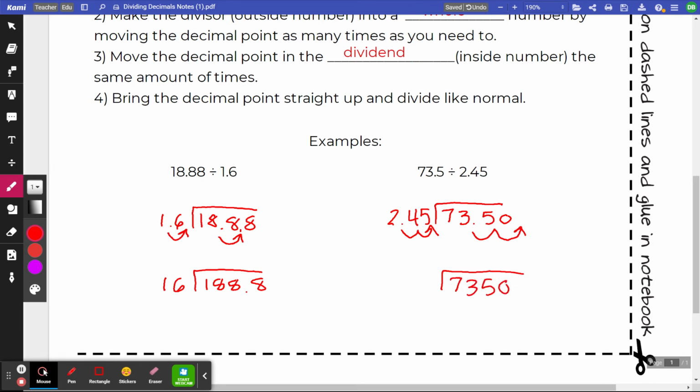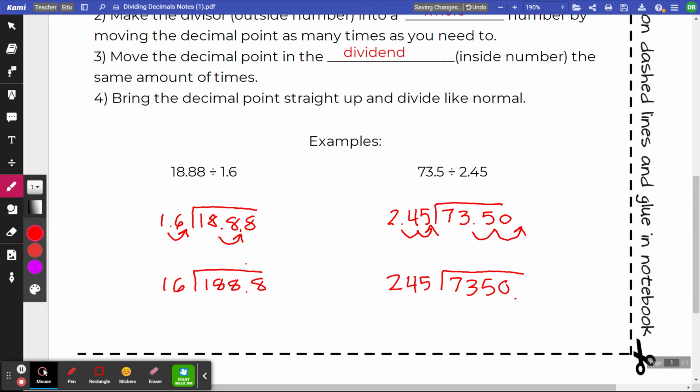Now I've got 7,350. You don't have to put the decimal point at the end because it's just like a whole number now, but you can if you want. And then divided by 245. All right, so now we've got it all set up. Now we just got to divide like normal. So my first problem, bring the decimal straight up.